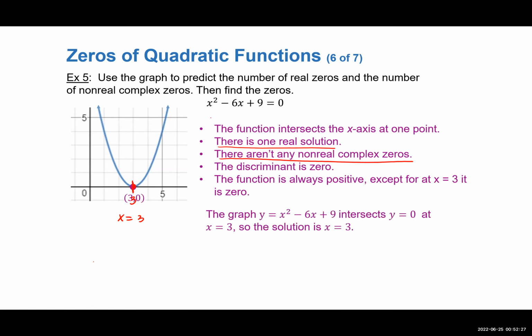So yeah, if you were to plug in 3 for x, would we get 0? So let's see. 9 minus 18 plus 9 equals 0. 9 minus 18 is -9 plus 9 equals 0. Yes.